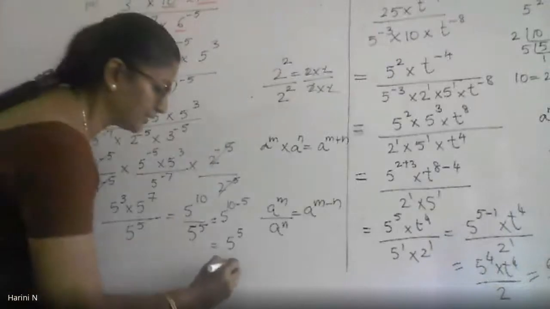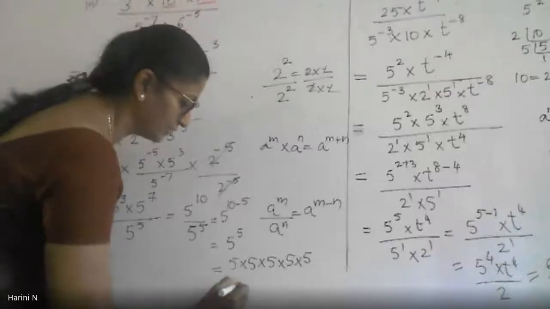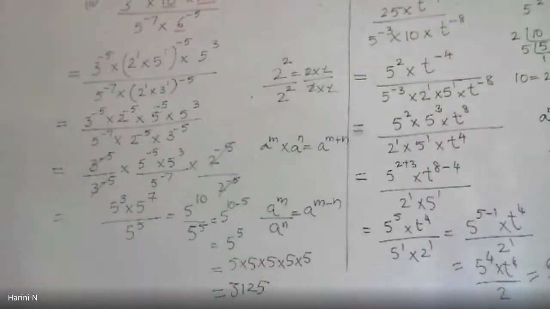5 multiplied 5 times. Multiply. Why is it taking so much time? 3125. Correct. So that's how you complete that problem.